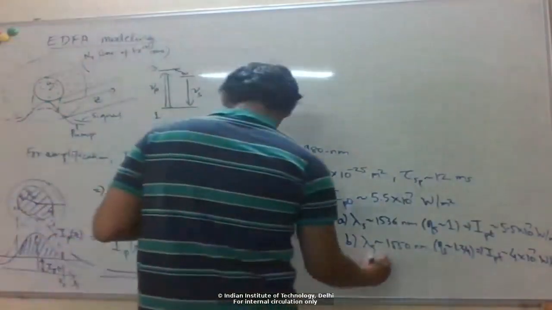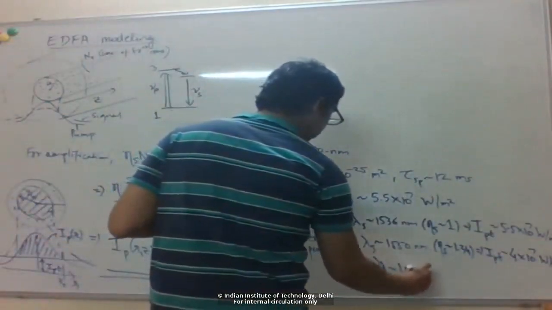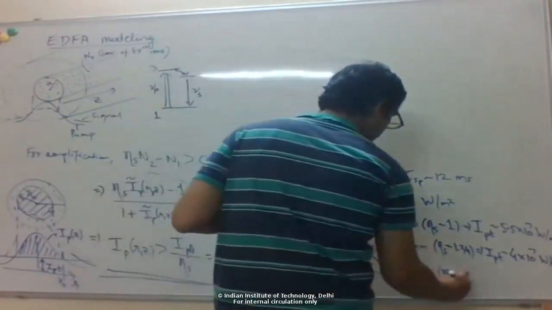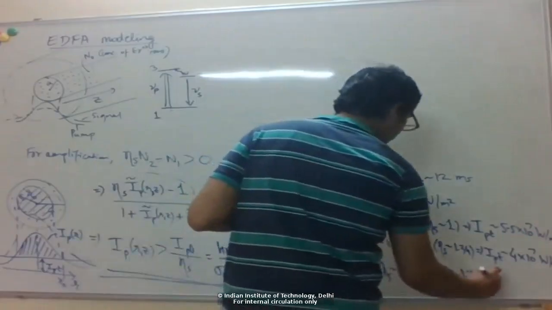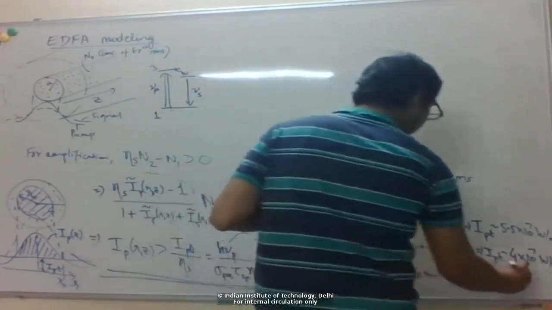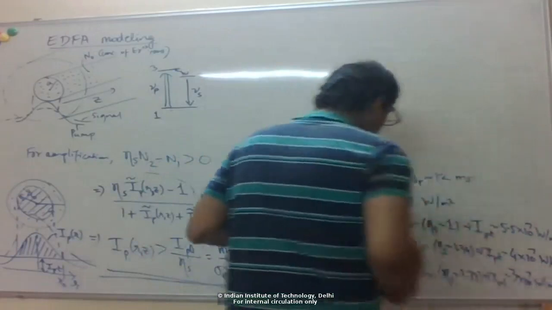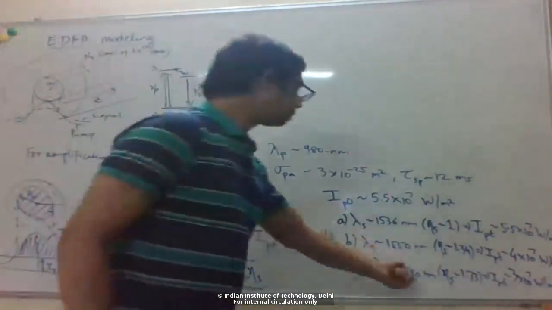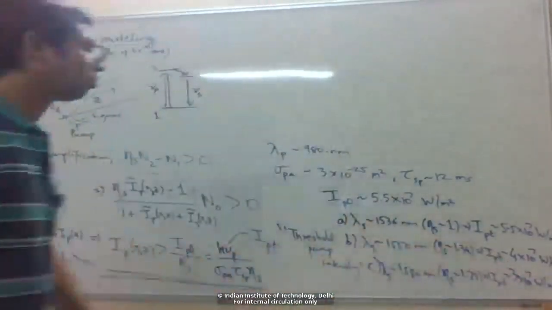So I go to even longer wavelength, 1580. This eta is now about 1.7. Right, so you can see that the higher wavelengths will experience gain first because the threshold intensity is lower.